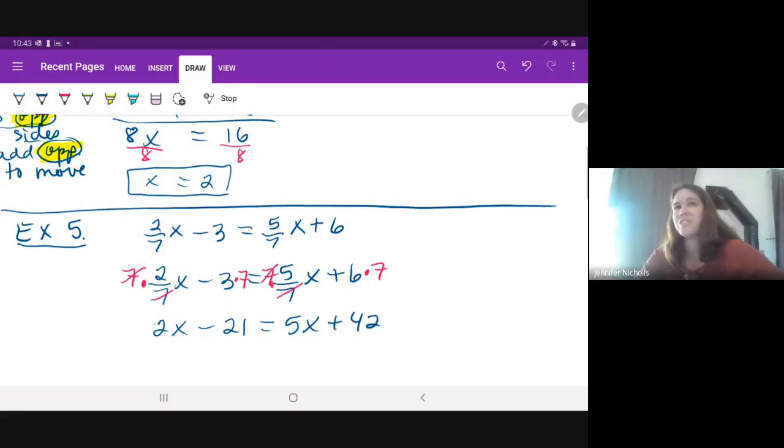When you see fractions as a math teacher, you're like, okay, how can I get rid of the fraction? That's your first plan. So as a student, that should be the same case.